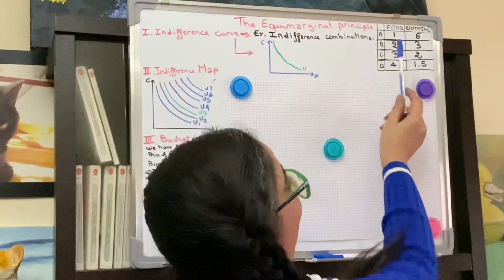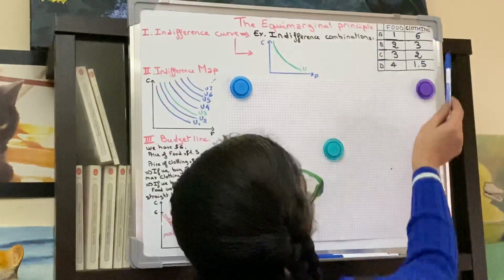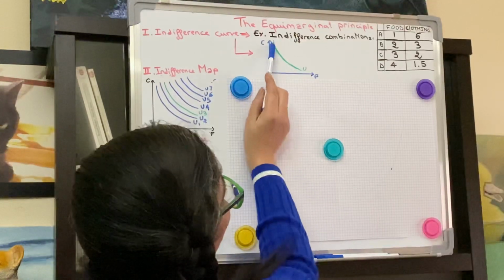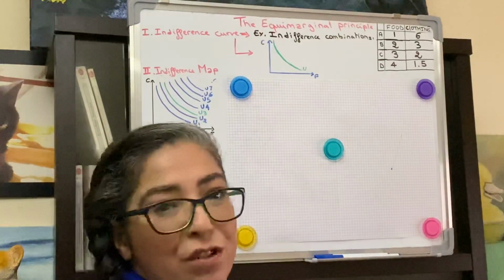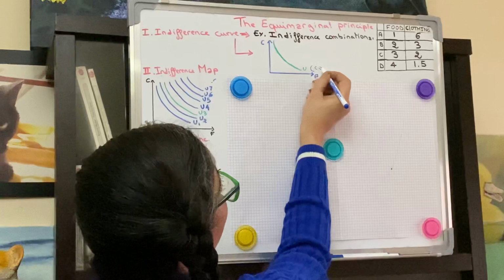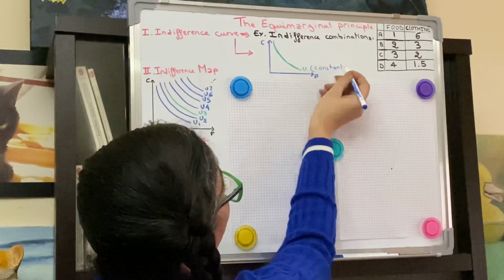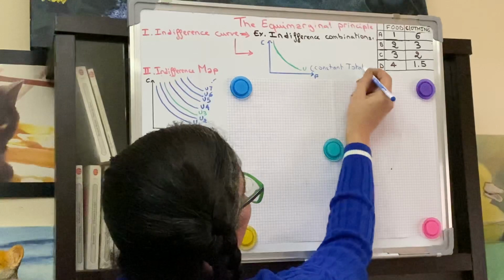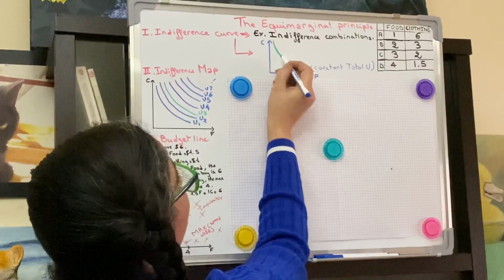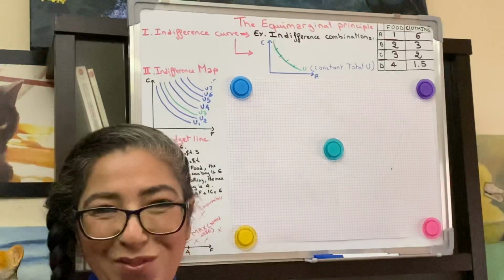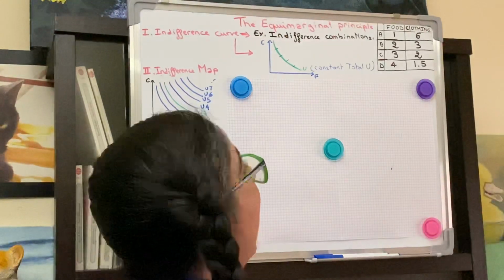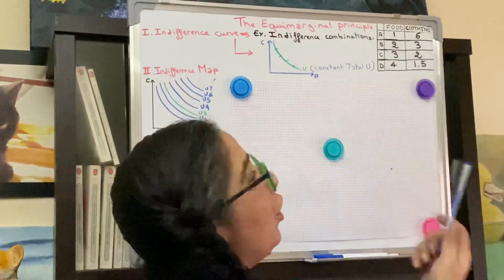Okay, so this is my indifference combinations, and I'm plotting it as an indifference curve. This is what we call an indifference curve. That means on this curve, you have constant total utility, okay? Total satisfaction. It's the same on each and every point on the curve. That's an indifference curve.